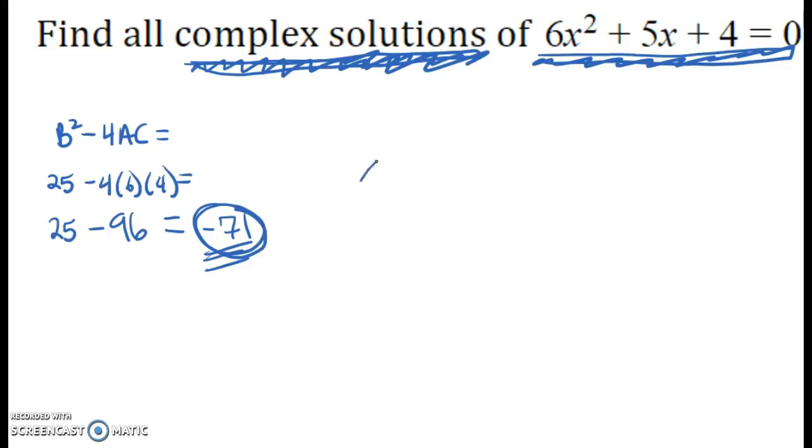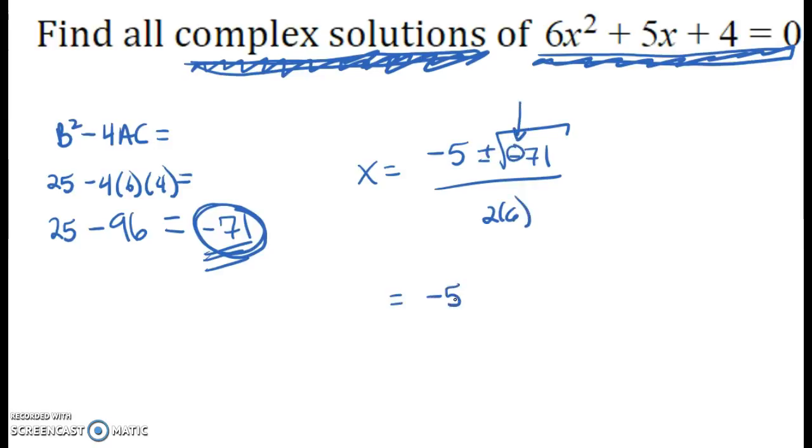So our solutions here will be x equals the opposite of b plus or minus the square root of that number we just figured out, all divided by 2 times a. And the thing about this is we cannot leave that negative under the square root symbol. So we have to do negative 5 plus or minus, it'll be root 71i all over 12.